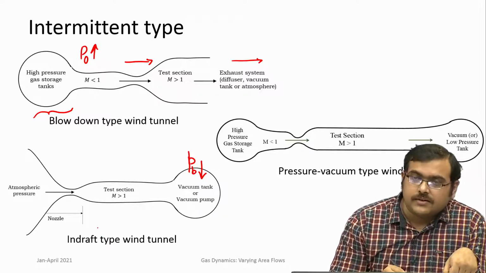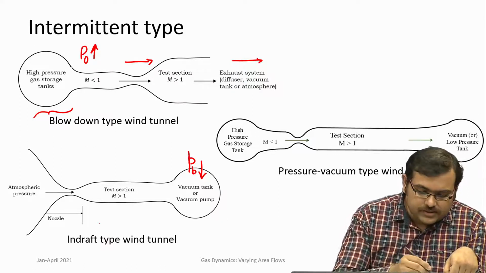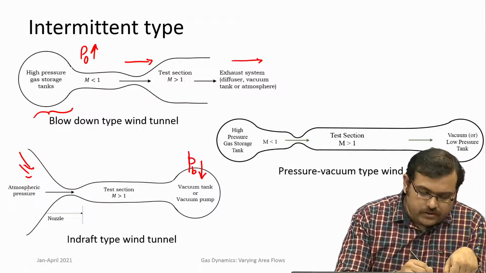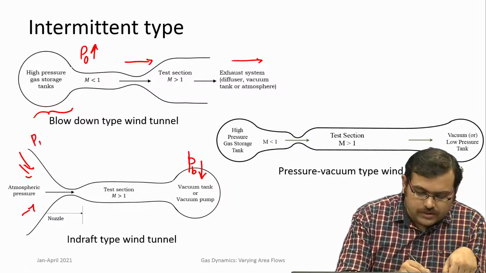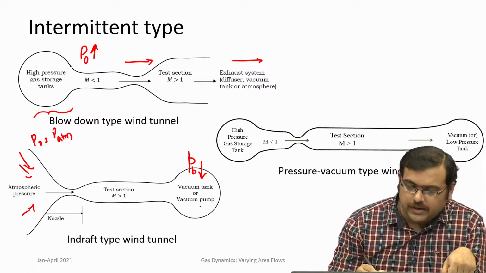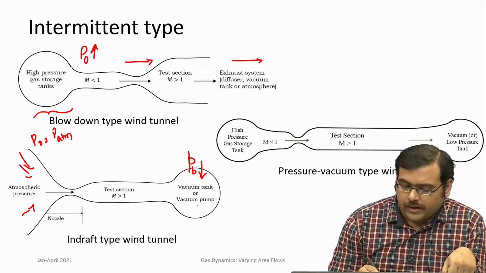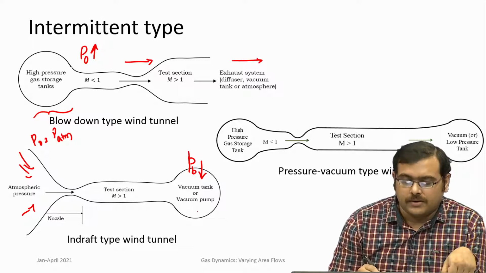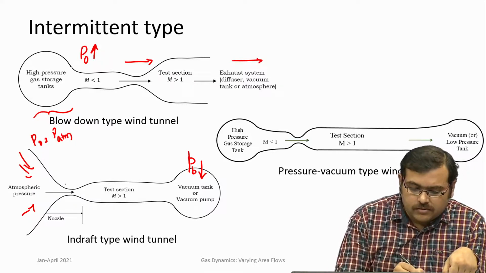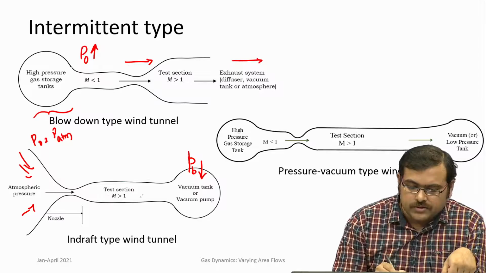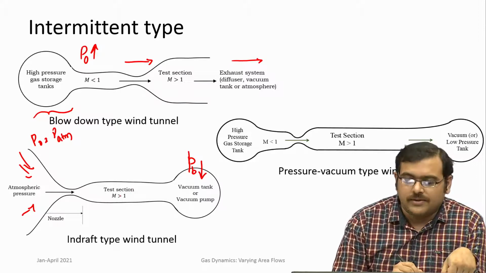This type of wind tunnels are known as indraft wind tunnels. They draw in atmospheric air. So, P0 is equal to P atmosphere, but they have very low pressures in large vacuum tanks, and then a nozzle is used to produce the required flow in the test section.